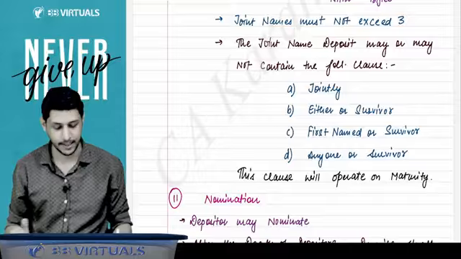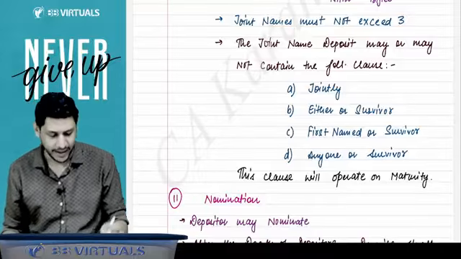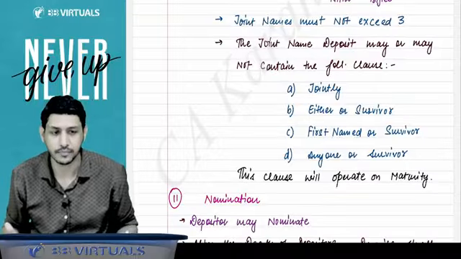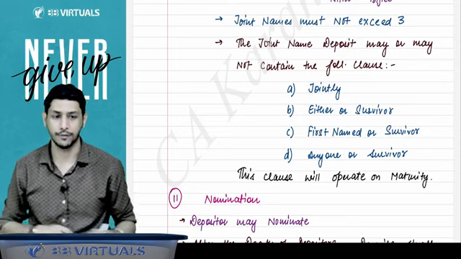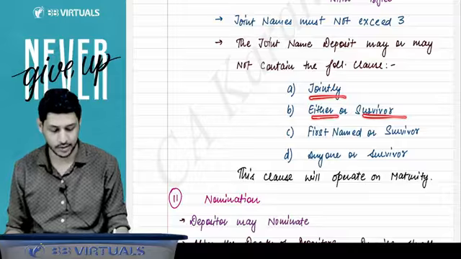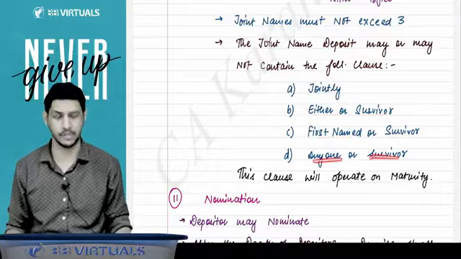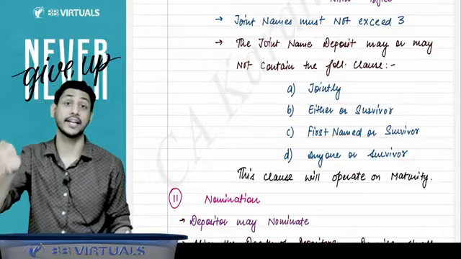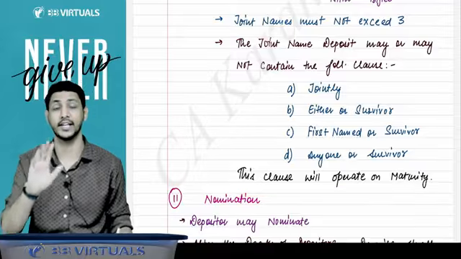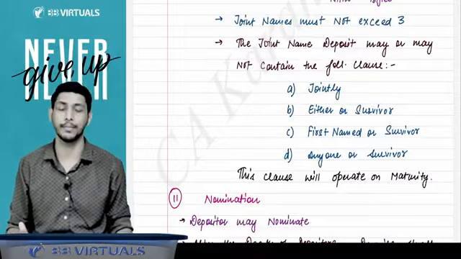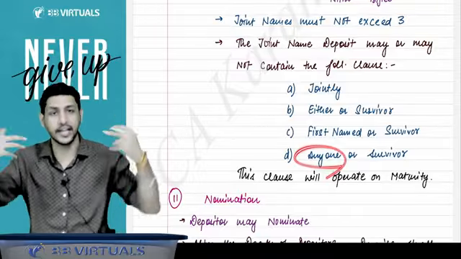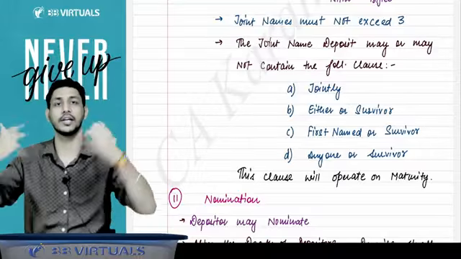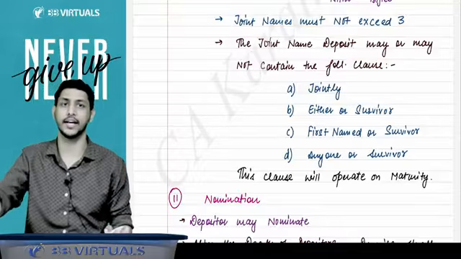When joint deposits are accepted, you may enter these points in your agreement or deposit form: jointly, either or survivor, first named or survivor, anyone or survivor. What does it mean? If you have written this clause, it operates only at the time of maturity. Whenever the maturity occurs, anyone can come and get that deposit matured, the depositor or their legal representative.